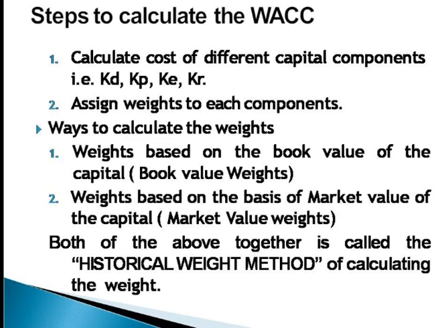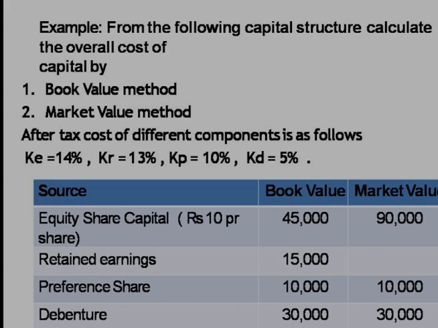And we take one numerical also to understand this in a better way. So both of the above together are called the historical weight method of calculating the weight. Example: from the following capital structure, calculate the overall cost of capital by book value method and market value method. So in the question, all the different components of cost are given, like KE 14%, KR, the cost of retained earning, 13%, KP, the cost of preference share, 10%, and KD, the cost of debt, 5%.